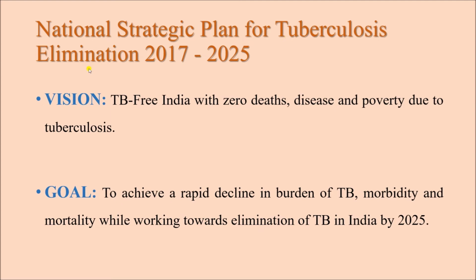So the National Strategic Plan for Tuberculosis Elimination had a vision to have a TB-free India with zero deaths, disease and poverty due to tuberculosis. And the goals were to achieve a rapid decline in burden of TB, morbidity and mortality while working towards elimination of TB in the year 2025. As you can see, the vision and goal are specific, and we are just trying to reduce the number of cases, reduce the number of deaths from TB, and reduce the number of people who are suffering from poverty due to tuberculosis. And we are trying to eliminate tuberculosis in India by the year 2025. Always remember, we must set a target. We must have a timeline. Only if we have set a target or timeline, we can at least reach towards that as close as possible.